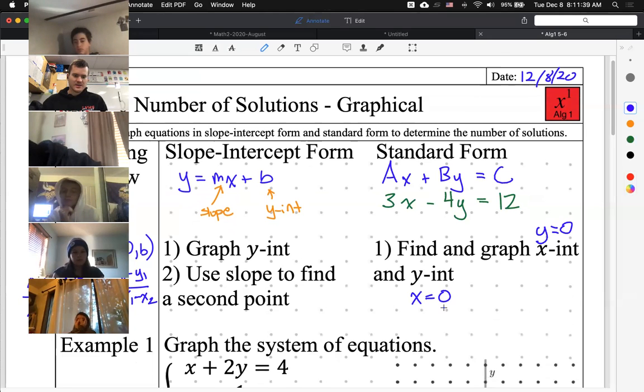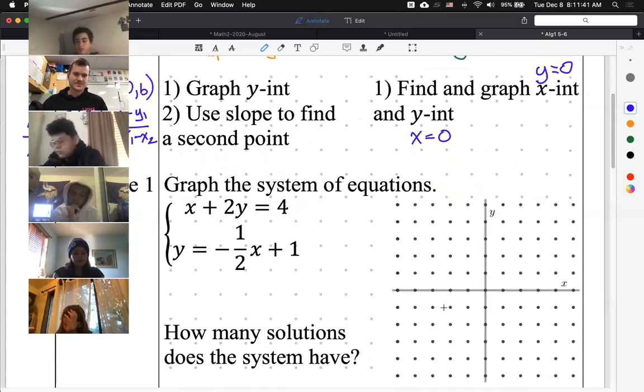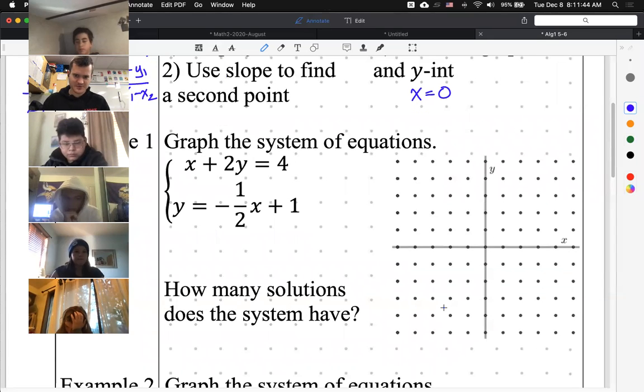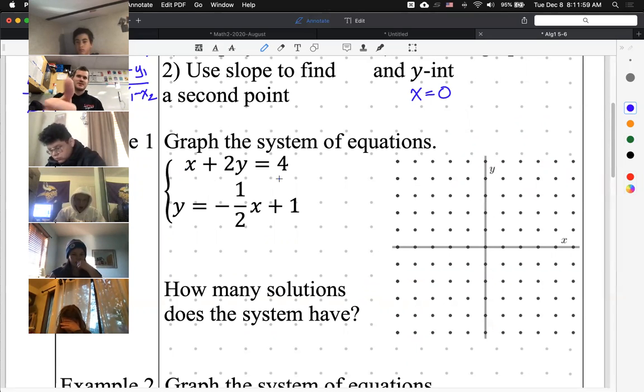Perfect. All right, so let's go ahead and practice doing these things. Example number 1, graph the system of equations. So I gave you one of each type. The first type is standard form, x plus 2y is equal to 4. You can actually do this in your heads. Put your thumb over the y. That's essentially setting y equal to 0. Cover that 2y up and you say, oh, x is equal to 4. So that's one of them.